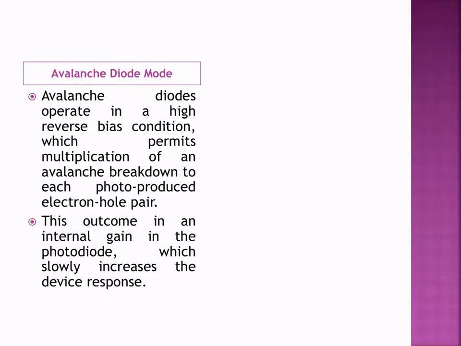Avalanche diodes operate in a high reverse bias condition, which permits multiplication of an avalanche breakdown to each photo-produced electron-hole pair. This results in an internal gain in the photodiode, which increases the device's response.